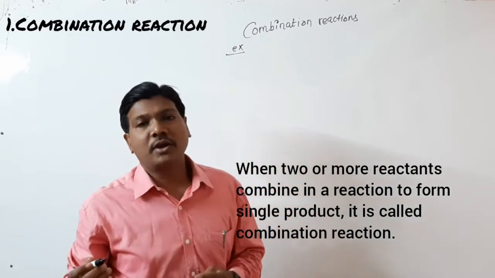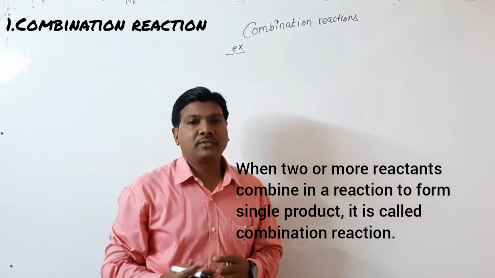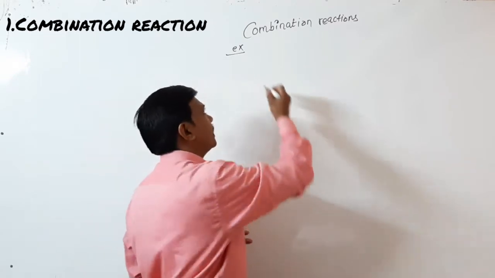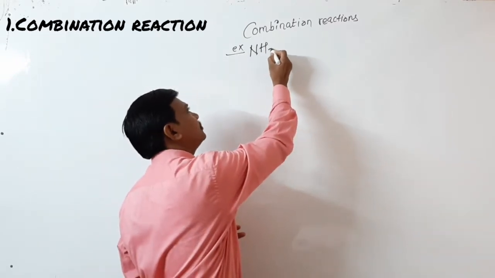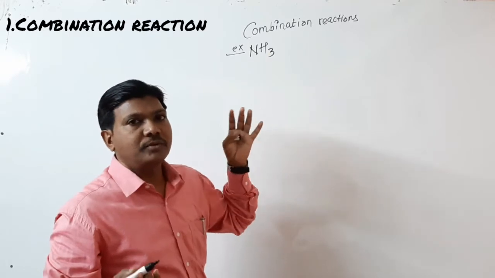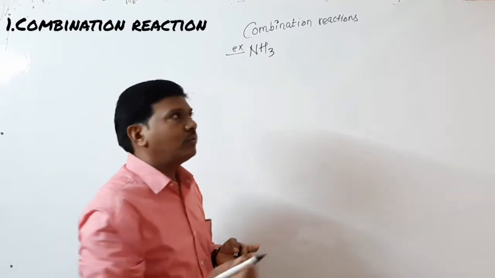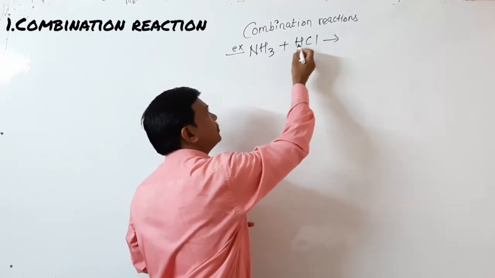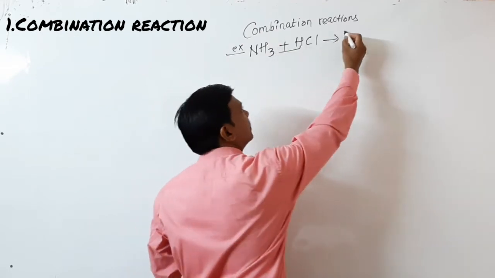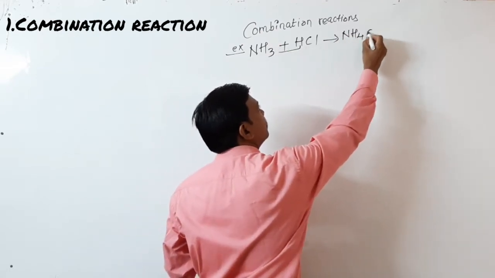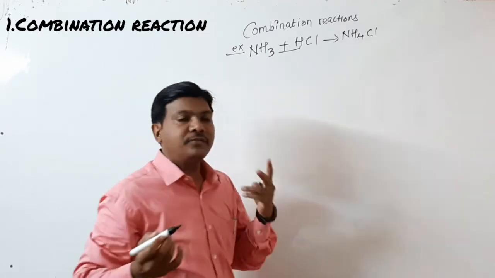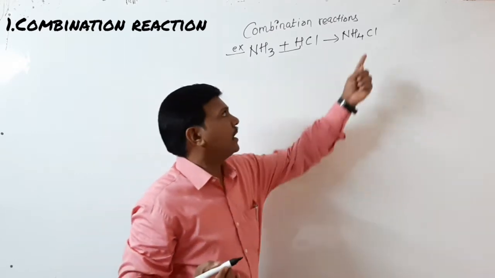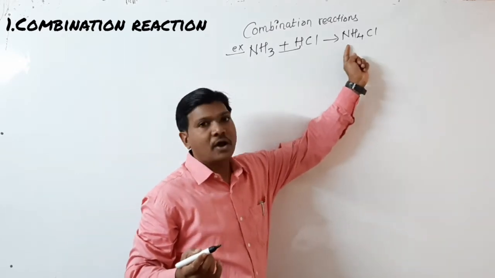When ammonia reacts with hydrogen chloride, ammonium chloride is formed. Ammonia, that is NH3, combined with hydrogen chloride, plus HCl, forms NH4Cl, that is ammonium chloride. NH3 is ammonia and NH4 is ammonium, and Cl means chloride group. So it is ammonium chloride.